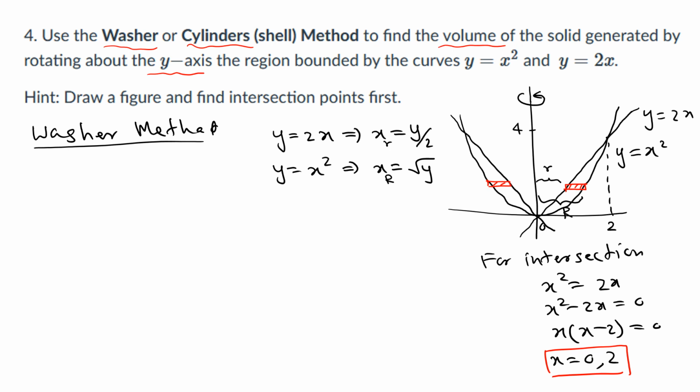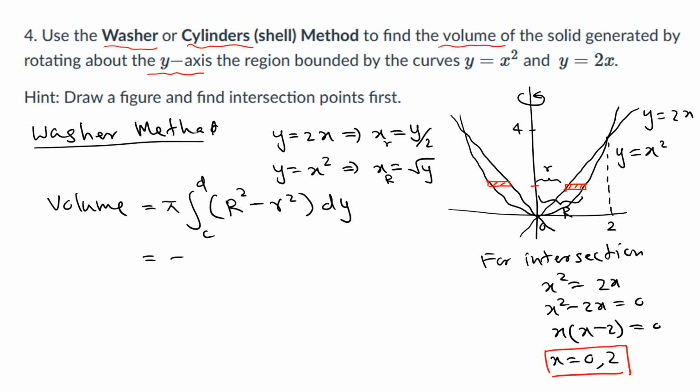Now we can plug this into the formula. The volume is simply pi, integral from c to d, of the large radius squared minus the smaller radius squared, dy. You can see that it's cut from the y-axis, so the thickness is along y. Good, so let's plug in here.